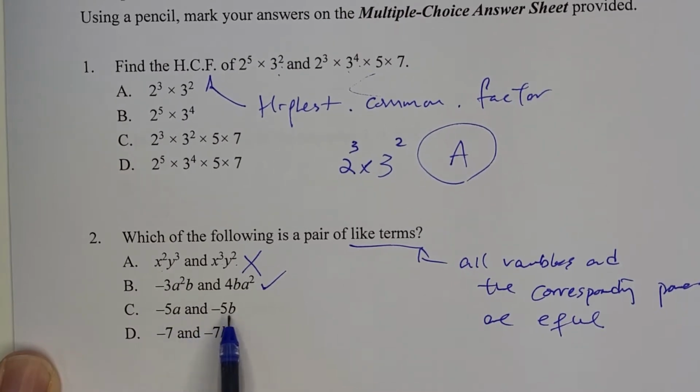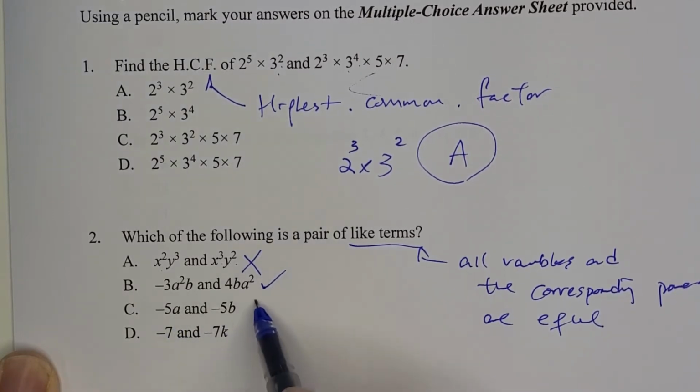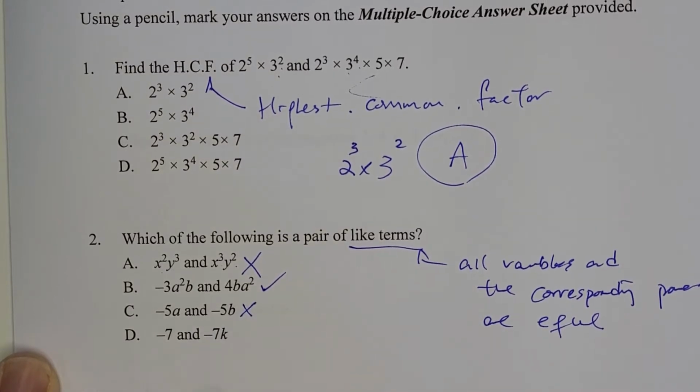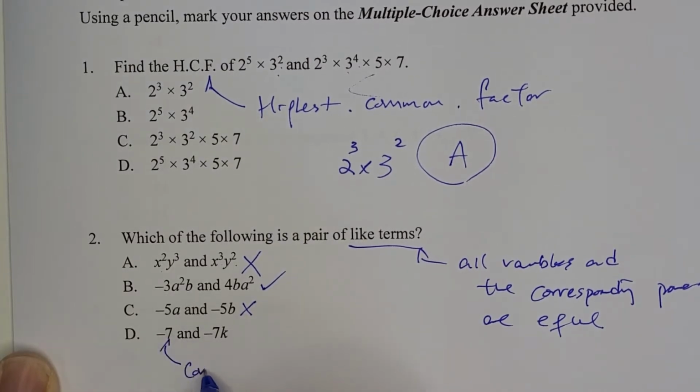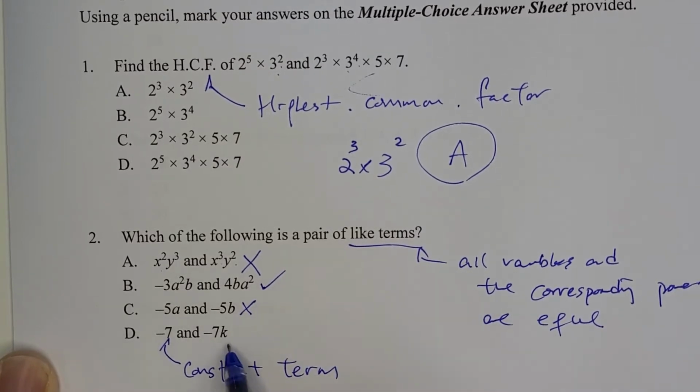Negative 5a and negative 5b. Of course, their coefficients are the same. Their coefficients are both negative 5, but one of them with the variable a and the other one with the variable b, so they are not like terms. Option D, one of them is negative 7 and the other one is negative 7k. One of them is a constant term, no variable. Okay, and the other one is a term negative 7k, so D is not the answer. Final answer, B.